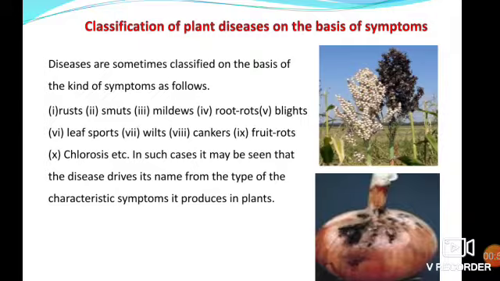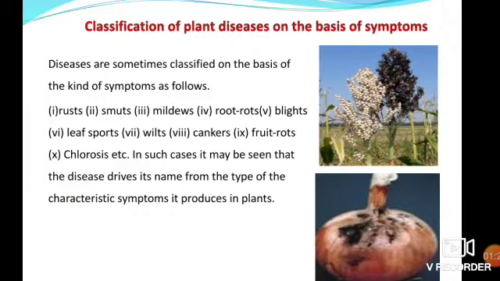Here, the diseases classified on the basis of symptoms are as follows. Number 1 is rust, number 2 is smut, number 3 is mildew, number 4 is root rot, number 5 is blight, number 6 is leaf spot, number 7 is wilt, number 8 is canker, number 9 is fruit rot, and number 10 is chlorosis.